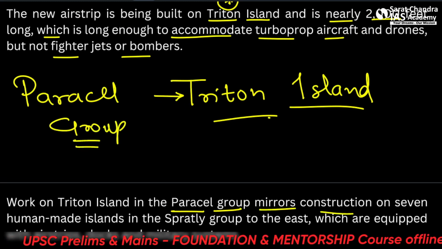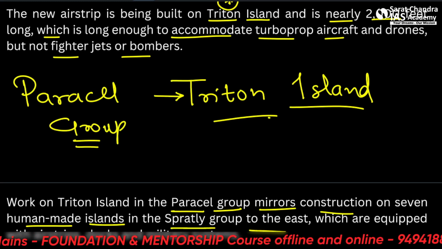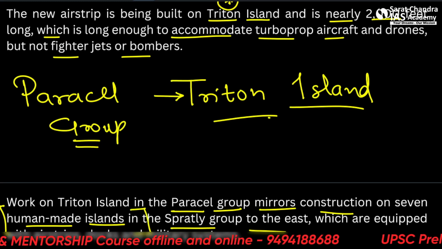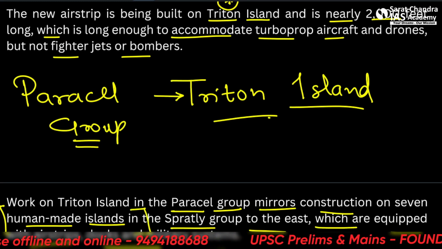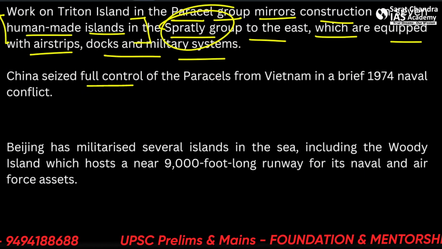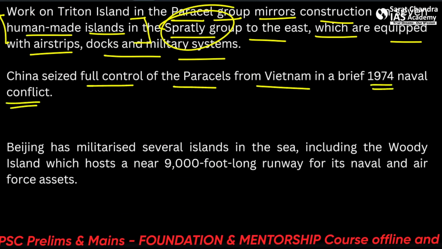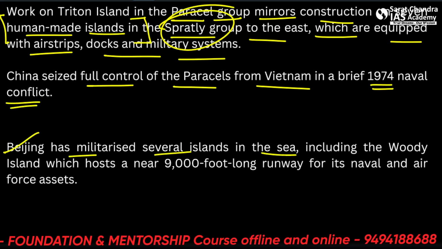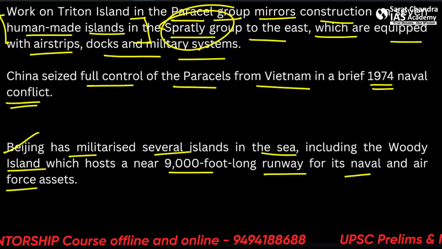It mirrors construction on 7 human-made islands in the Spratly group to the east. This was the exact option that came in 2022, that these islands are human-made islands, which are equipped with airstrips, docks and military systems. So they are in the Spratly group. China seized full control of the Paracels from Vietnam in a brief 1974 naval conflict. Beijing has militarized several islands in the sea, including Woody Island, which hosts a nearly 9,000 foot long runway for its naval and air force assets.